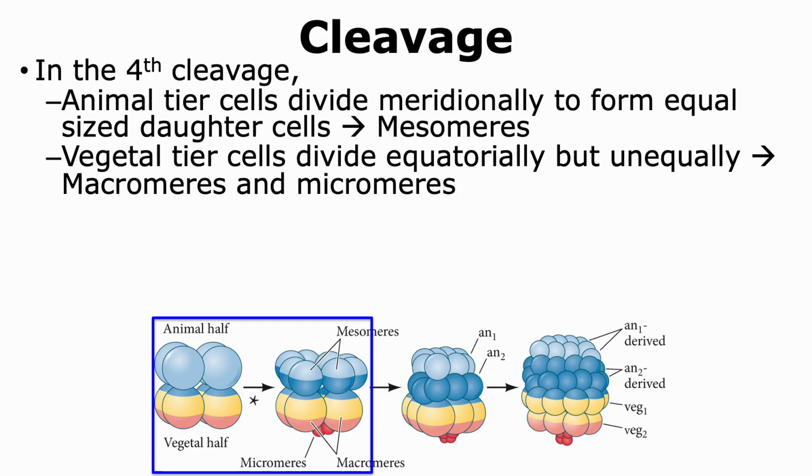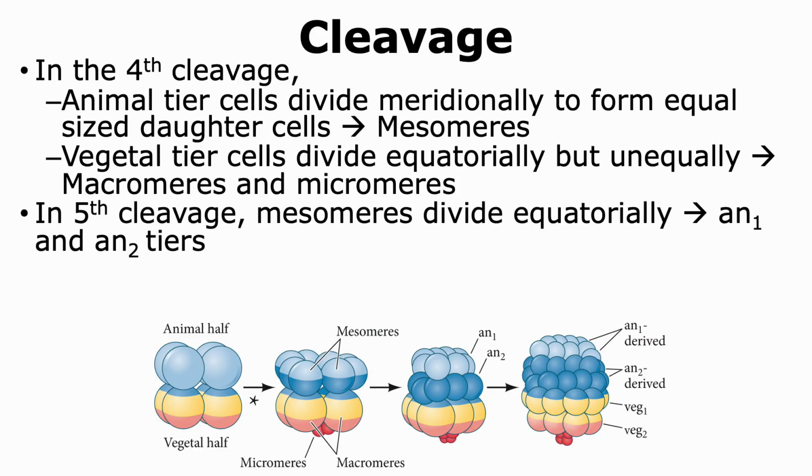The vegetal half, on the other hand, undergoes equatorial plane of cell division, however, when cell division occurs, it is unequal. So we actually end up with larger cells called macromeres and smaller cells called micromeres.